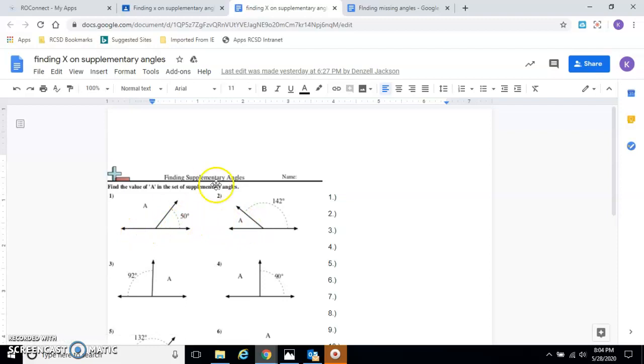So these supplementary, you gotta remember supplementary adds up to 180. So for all of these, you're gonna start with 180, and then we know that both A and 50 are gonna add up to 180. So to figure that out, I'm just gonna subtract the 50. What am I gonna get? Same thing number 2. We know that this angle is 142 degrees. What's that little A? Again, they have to add up to 180 minus the 142. What am I going to have left over? You're going to do that for all of these.